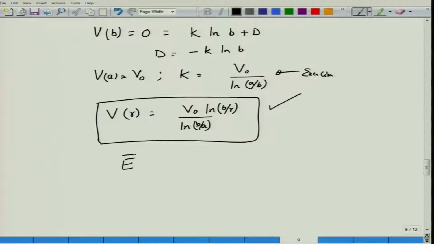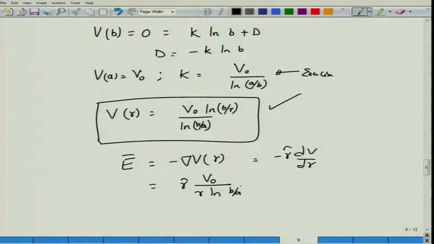How about electric field E? E is minus gradient of V. Again you need to find out the expression for the gradient in the cylindrical coordinate system, and then you can show that this is simply equal to minus r hat dV/dR. I just obtained this from the math handbook, and then if you put in this equation and solve it, you obtain the electric field as radially directed, V0 divided by R log B by A. So, there is some constant out there, but the electric field is actually along radial, and as you keep going away the electric field is actually dropping down.